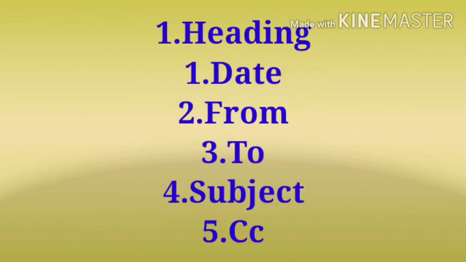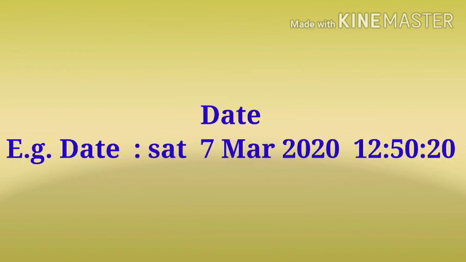First one is heading. Heading is made up of 5 things: 1. Date. 2. From. 3. To. 4. Subject. And 5. CC means carbon copy. Here I have given one example of date. How to write date? Students, you have to see how to write date through example.